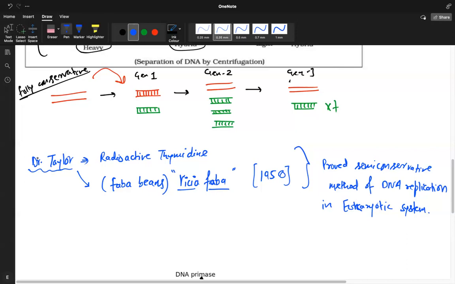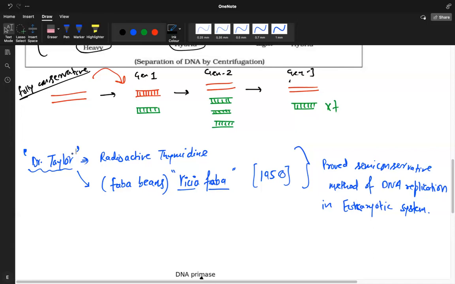So remember this name, because this is not very important for your boards, but might come as a question in your entrances, because NCERT also talks about Dr. Taylor and colleagues, but they do not explain the experiment in detail. So don't worry about the experiment.